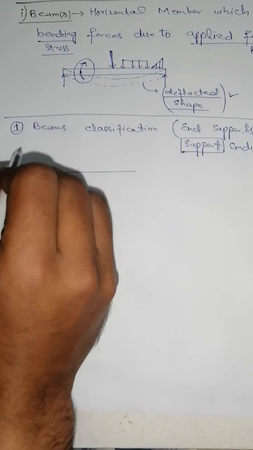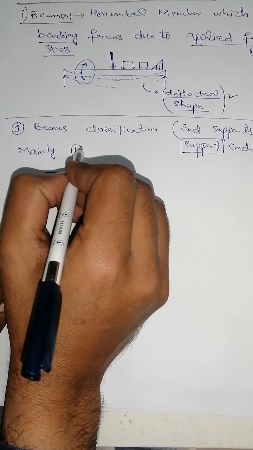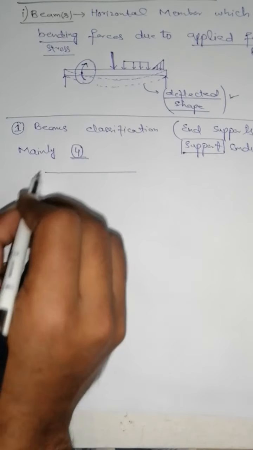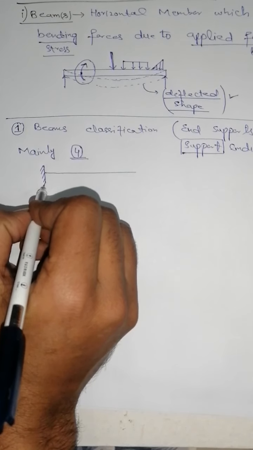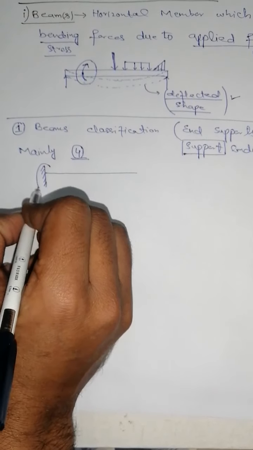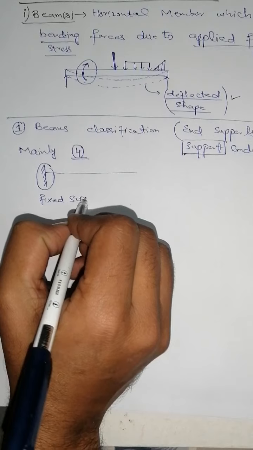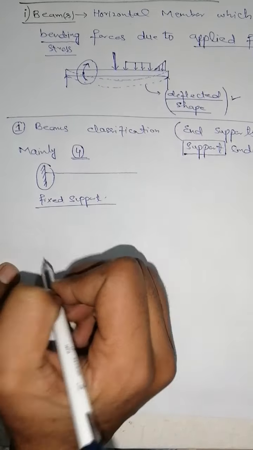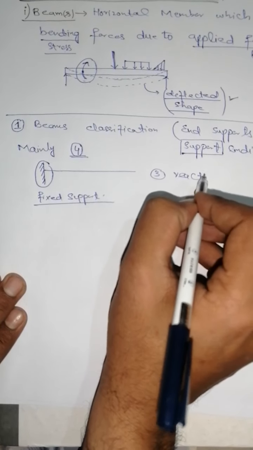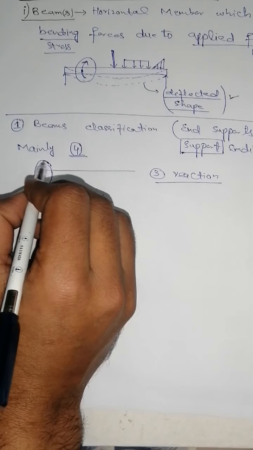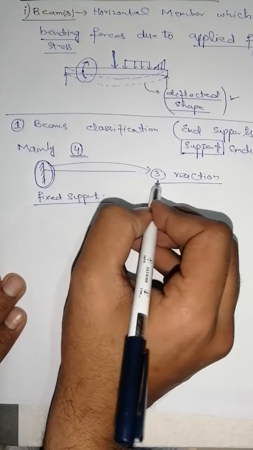So mainly there are 4 types of supports which a structure makes. The first support in a beam is known as fixed support. This fixed support has 3 reactions in total. When you see this type of support in any structural member, what comes to your mind? That it has 3 reactions.